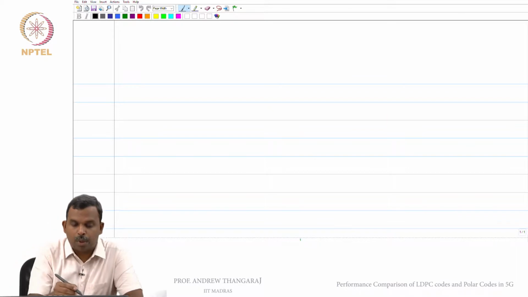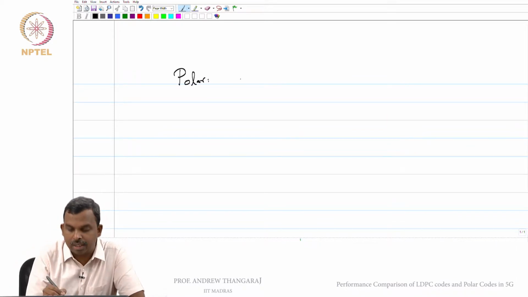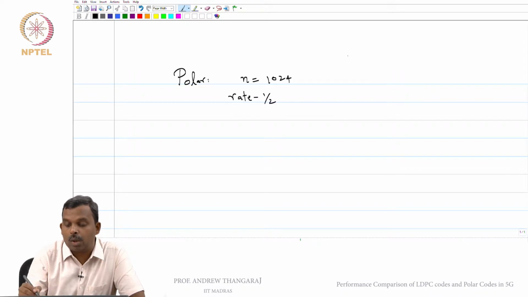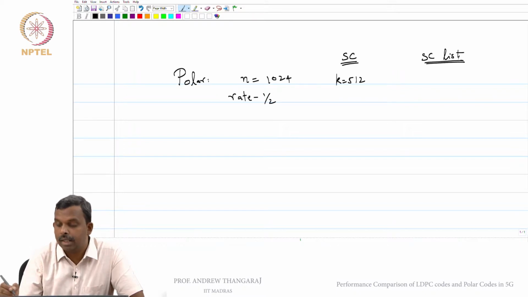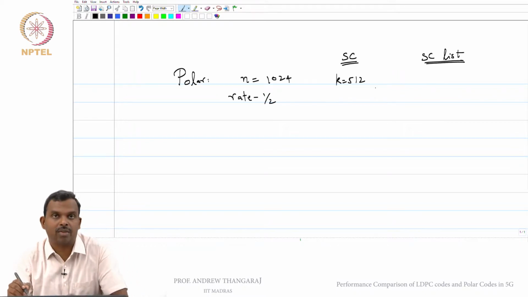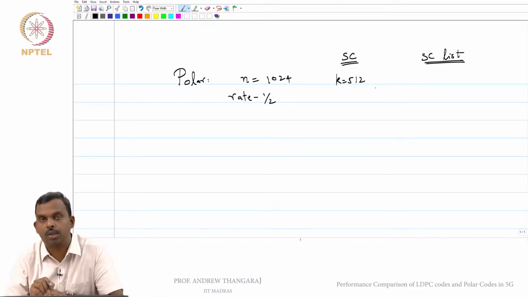For the polar code, I know that the maximum block length is 1024. So we'll fix that as 1024, and I will want a rate of half. If you do SC decoding, then you don't need CRC, so you can take K to be 512. On the other hand, if you do SC list decoding, then you cannot take K equals 512 because you need the CRC. So however many bits of CRC you have to add, you take.